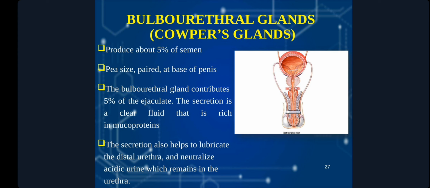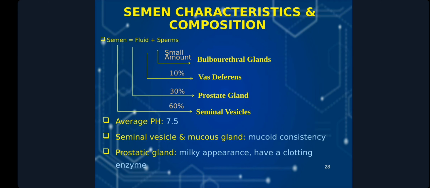The last gland is the bulbourethral gland, which produces near 5% of semen. You are seeing it's very low. This is a paired gland located at the base of the penis. The bulbourethral gland contributes only 5%, as I told you, and its secretion helps to lubricate the distal urethra and neutralize the acidic urethra, because we know the urethra is a passageway for sending out urine and also semen. Urine's pH is a little acidic, so the bulbourethral gland's secretion neutralizes the urethra. Here you are seeing the amount and some features of semen.